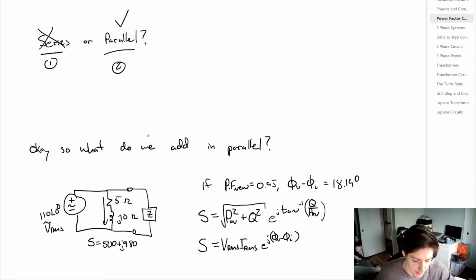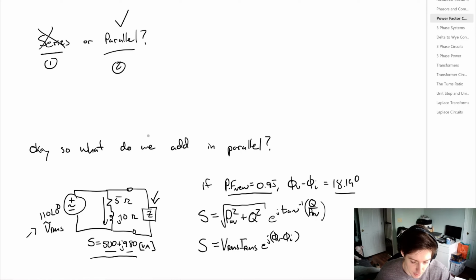So if we have our original circuit with our RMS voltage source, and we have our load 5 plus j10, we know that the power for the load is going to equal 500 plus j times 980, and that's going to be volt amps. We're going to add something in parallel, just call it Z for now. But we know that we want to increase the new power factor to 0.95, which means that the difference in the voltage and the current phases is going to be equal to 18.19 degrees.